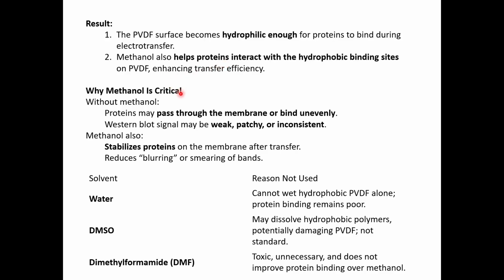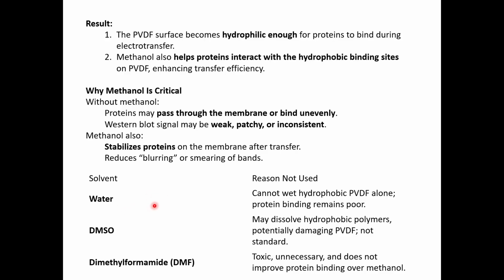So why is methanol critical? Because without the methanol, proteins pass through the membrane or bind unevenly, and the transfer will not be efficient. And in the Western blot, when you develop it, the blot signal may be weak, patchy, or inconsistent. So methanol also helps stabilize the proteins on the membrane after the transfer, which reduces the blurring effect or smearing of the bands, so that when you detect it, you can get a nice crisp, clean band.